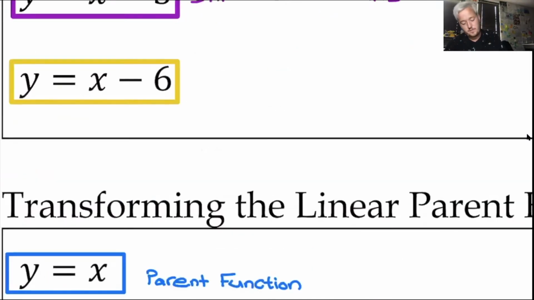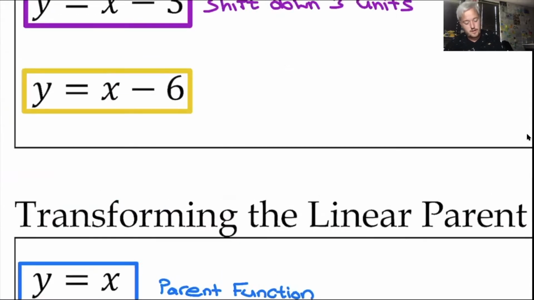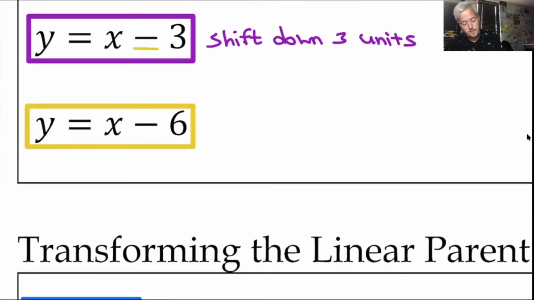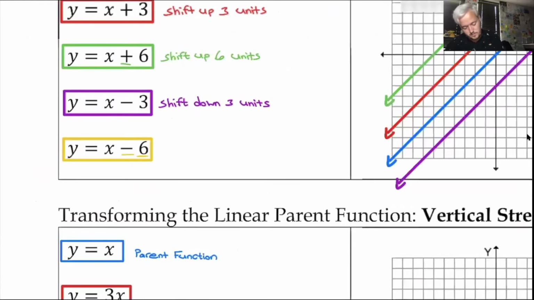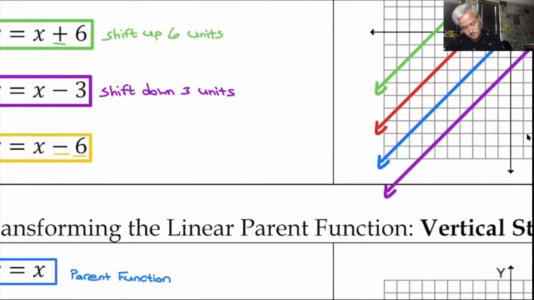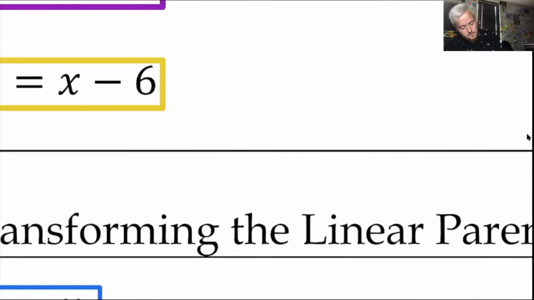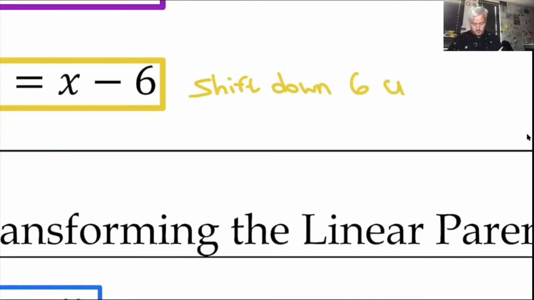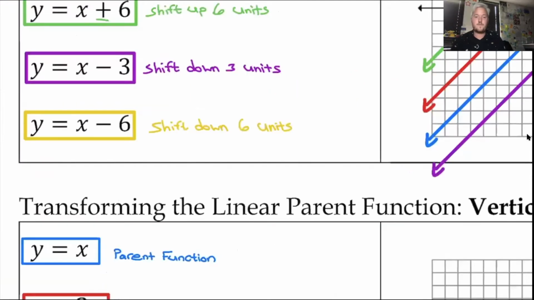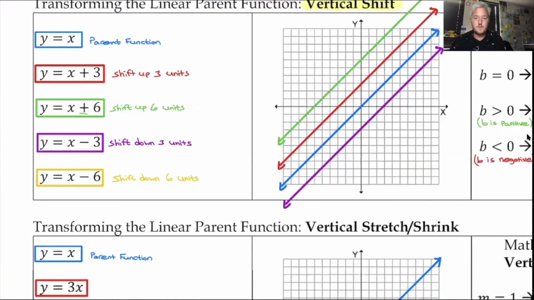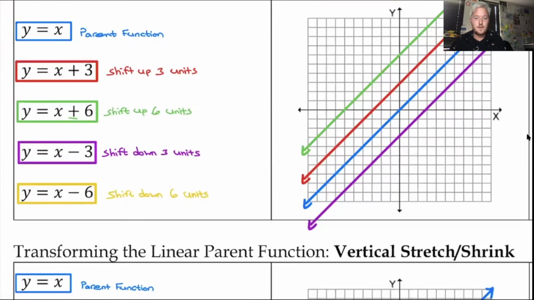same idea. It's written in gold. So now instead of going down 3, now I want to go down 6. Did I just mess up my line? Okay. So shift down 6 units.